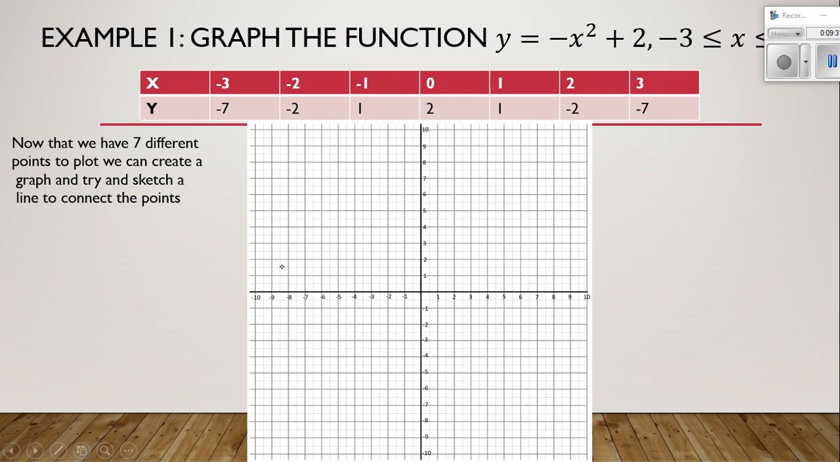So we have negative 3, negative 7. Then we have negative 2, negative 1, 1, 0, 2. Oh, and look at that. Well, it seems when we have just an x squared term and a constant, it does the same thing as our linear.